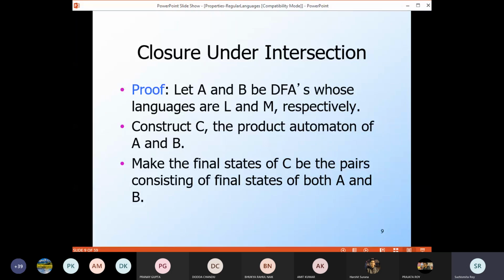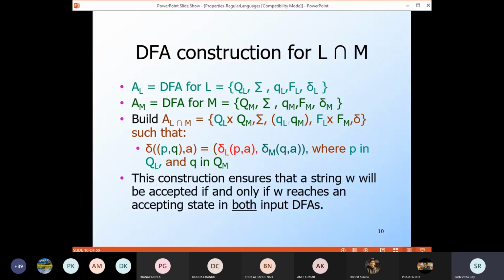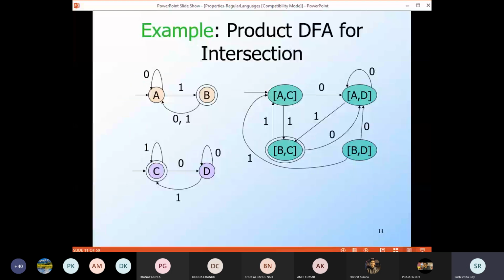What is done for intersection is you construct what is called a product automaton, where the set of states is the Cartesian product of the sets of states of the two automata, and both the automata are simulated in parallel. Here is the product automaton for these two sets, and you can see that by making the final state the one which has both components as final states of the previous automata, you can accept only those strings which are accepted by both the given input automata, both the one above and the one below. So the resultant product automaton is now going to accept only those strings which belong to both languages, that is the intersection.